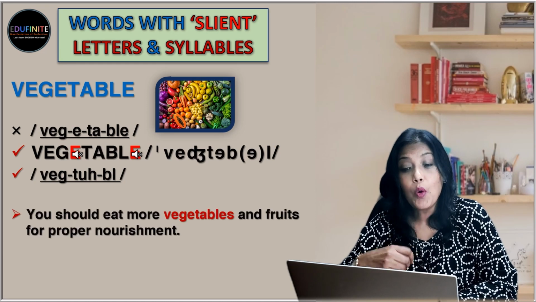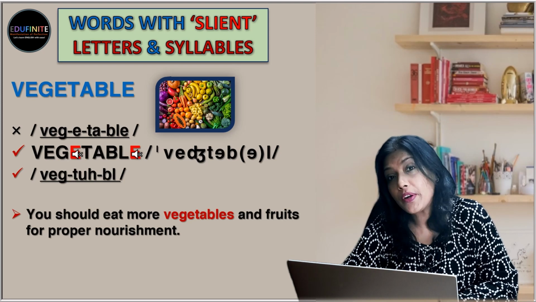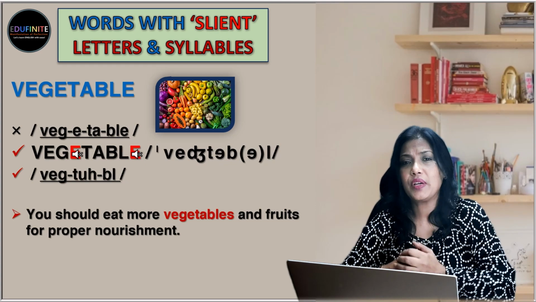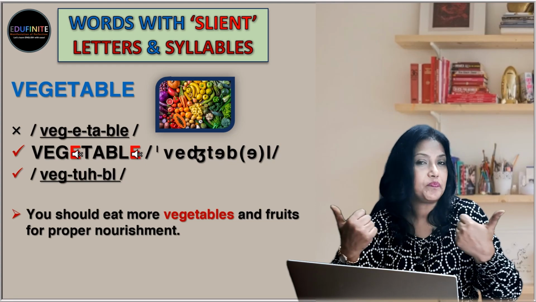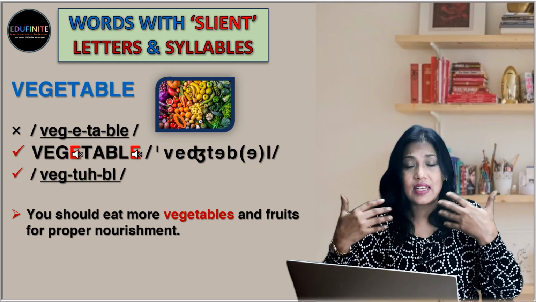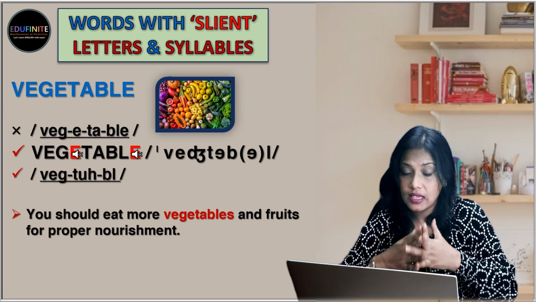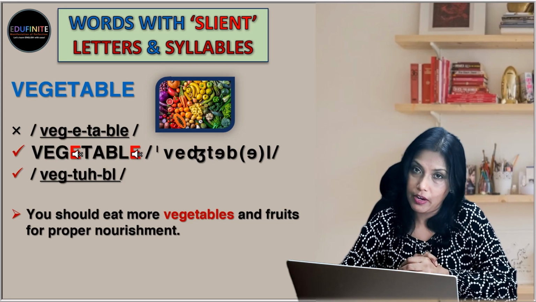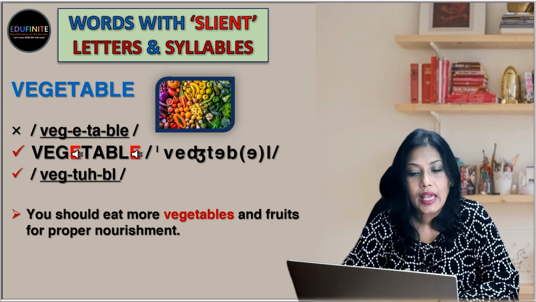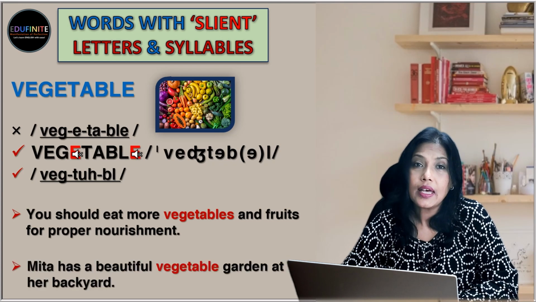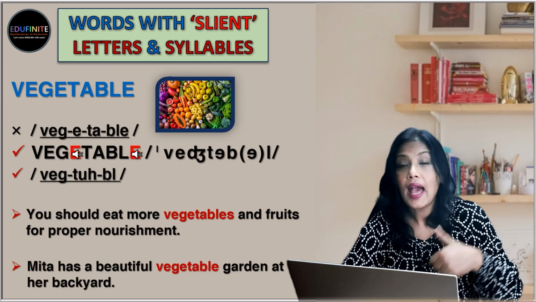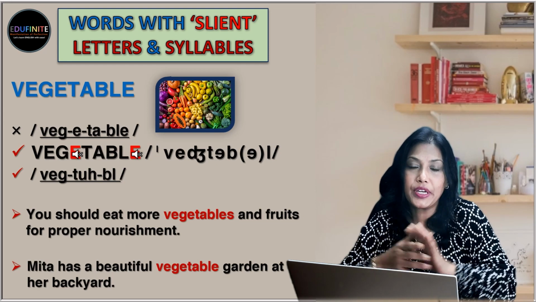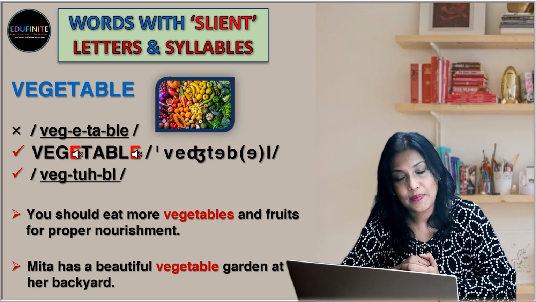You should eat more vegetables and fruits for proper nourishment. Now, maybe I'm telling my son, who's very much into eating colas and cakes and biscuits and this and that, then I tell him, see, you should eat more vegetables and fruits for proper nourishment. Okay, the next one. Meeta has a beautiful vegetable garden at her backyard. So yes, her backyard looks beautiful. It looks so green with the vegetable garden over there.